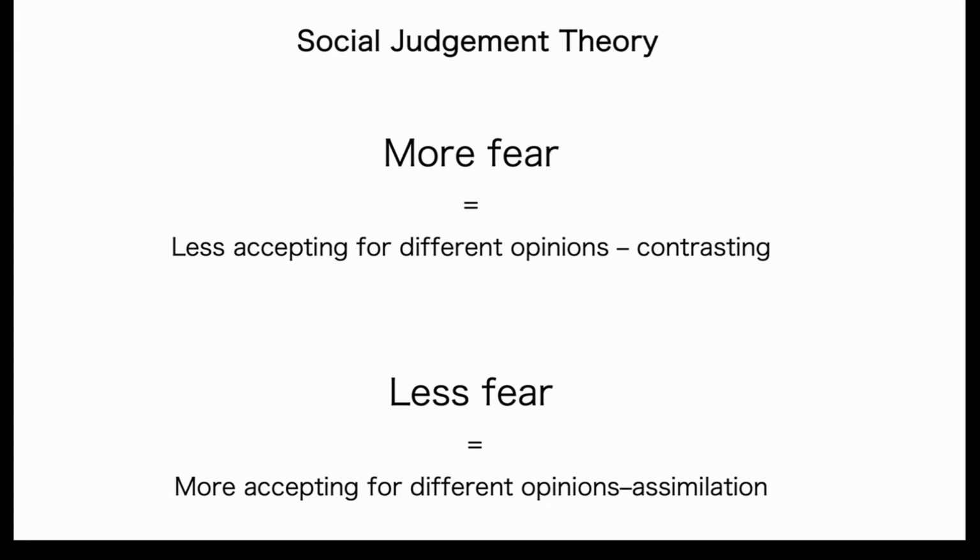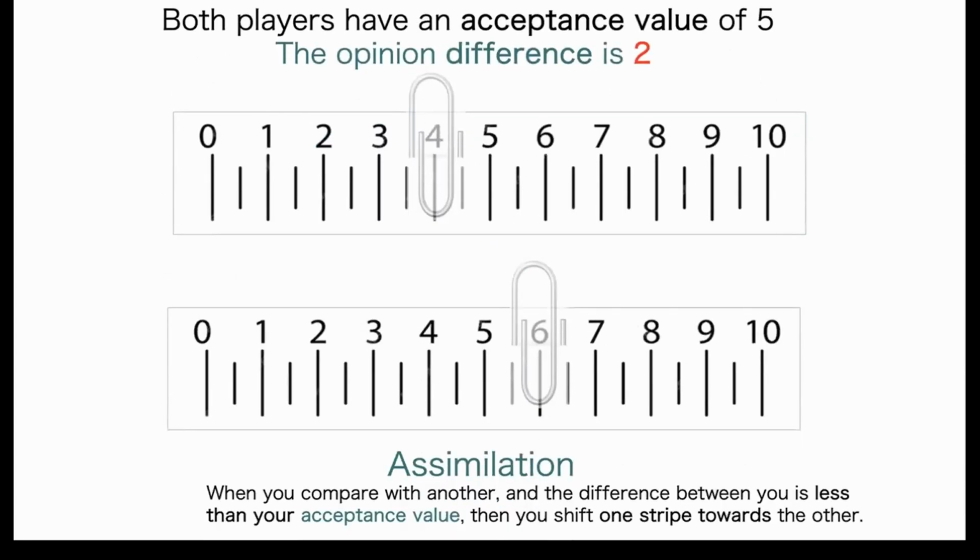So we can play with this theory using simple rulers and placing a paperclip on that expressing your opinion. For example, here we have a person with opinion 4, and here we have a person with an opinion 6. So between those two, we have a difference of 2. Now, suppose you have an acceptance value of 5, so you're quite tolerant. Then assimilation will happen. You see, both of them move to each other.